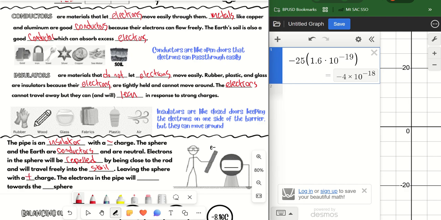And the electrons in the pipe, remember the pipe has this negative charge with excess electrons, and now the sphere itself is going to have an overall positive charge. So what's going to happen is the electrons inside that pipe are going to be attracted to that sphere. So the electrons in the pipe will lean towards the positive sphere.